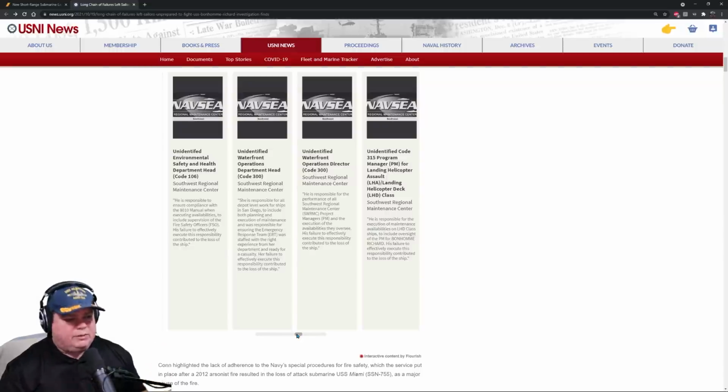So other people implicated as responsible for the loss of this ship are the Environmental Safety and Health Department head of the Southwest Regional Maintenance Center. All these civilians, essentially. Unidentified Waterfront Operations Department head. I wish they had pictures, because if we could see whether they are in uniform, then we would know they're under the UCMJ, and that would make this a lot easier. But these are often civilian positions.